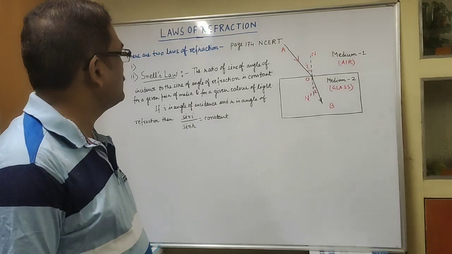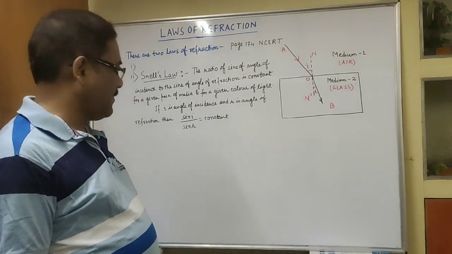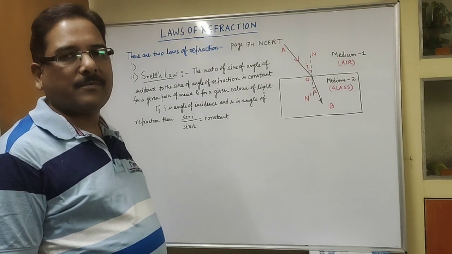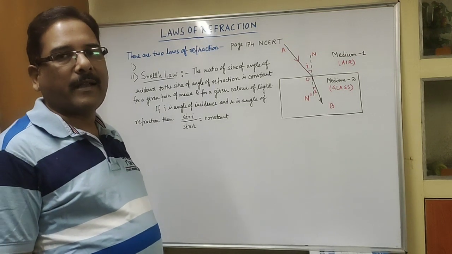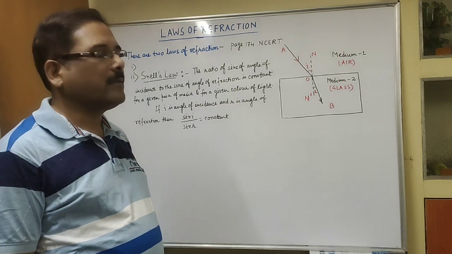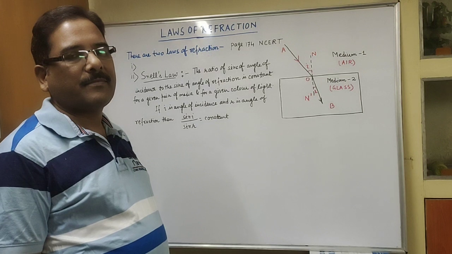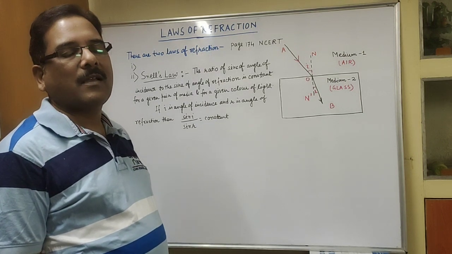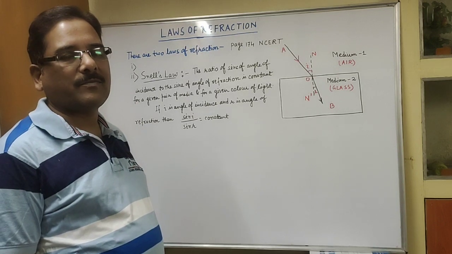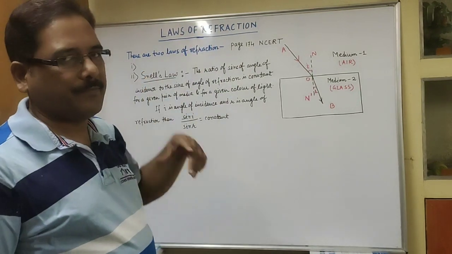Today we are going to discuss another topic, that is laws of refraction. In reflection, we have learned two laws: that the incident ray, reflected ray and the normal at the point of incidence all lie in the same plane. That was the first law. And the second law of reflection was the angle of incidence is always equal to angle of reflection. Now in refraction also we have two laws.